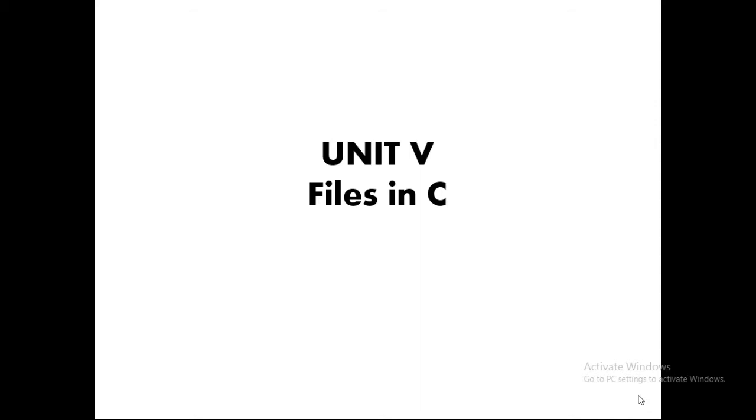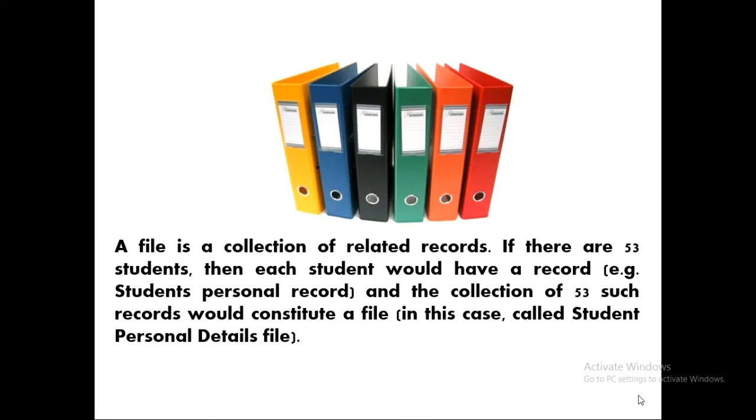Before knowing about files, we need to know about the record. What do you mean by a record? We know that a record is a collection of information. A collection of records is called a database. So files, databases and records, these three are interrelated. A record means a collection of information, a database means a collection of records, and a file is a collection of related records.